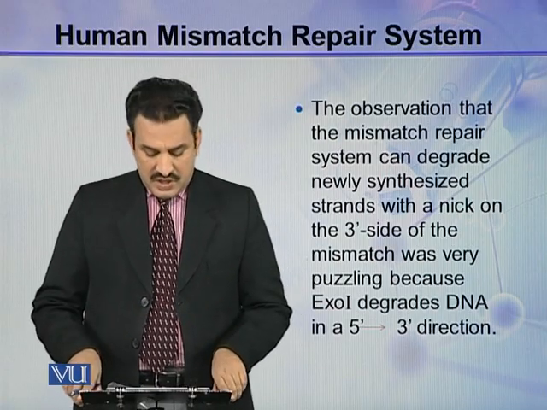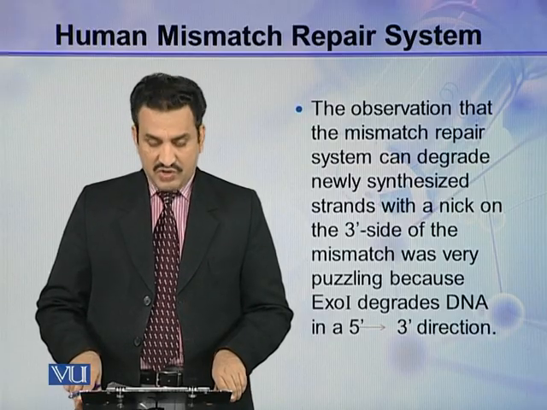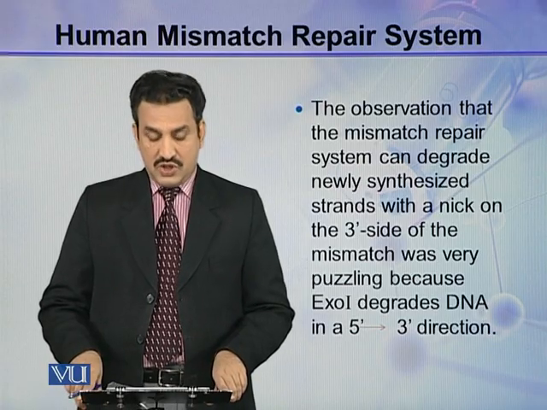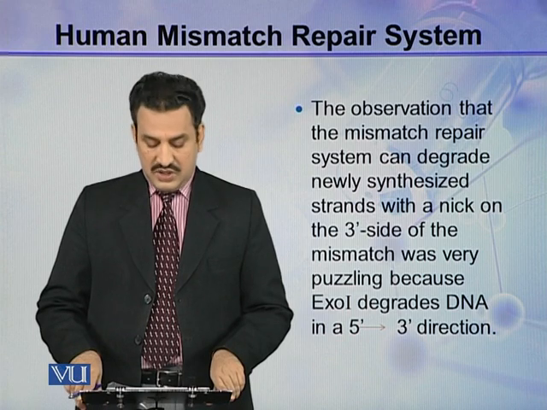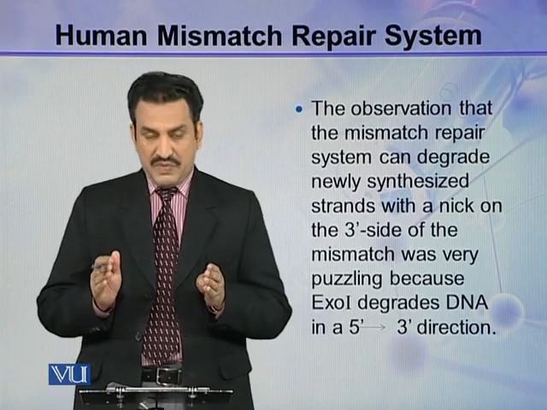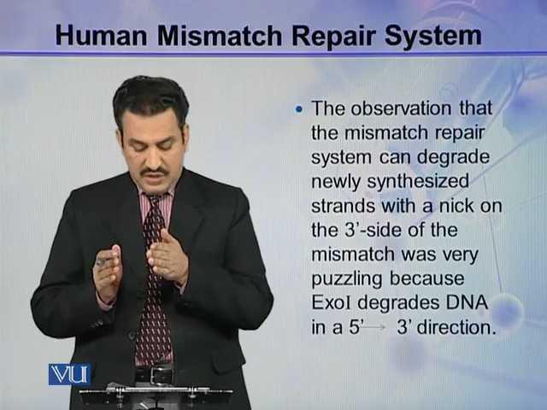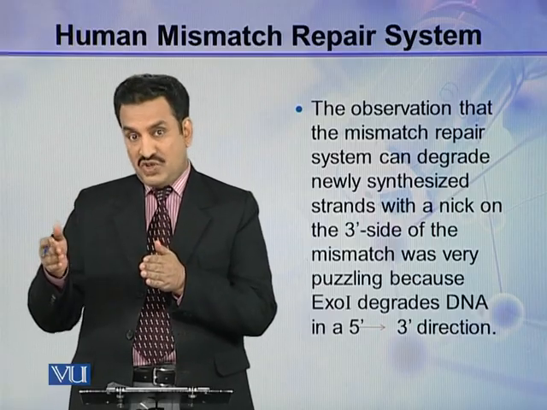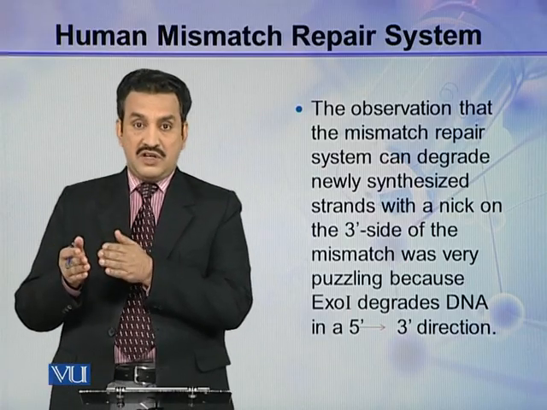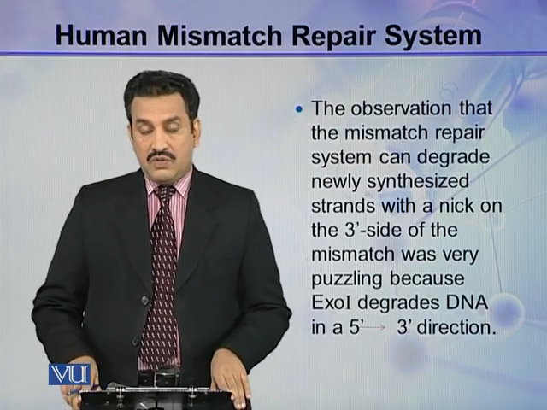The observation that the mismatch repair system can degrade newly synthesized strands with a nick on the 3' side of the mismatch was very puzzling, because Exo1 degrades DNA in a 5' to 3' direction. So it starts degradation from 5' to 3'. But when the nick is present on the 3' side, how will this enzyme degrade from 3' to 5'? So this was very puzzling.